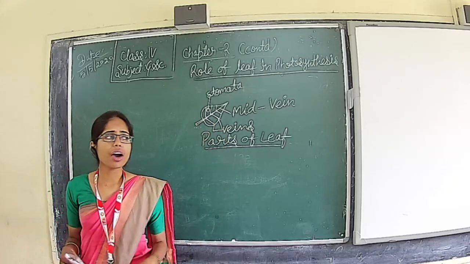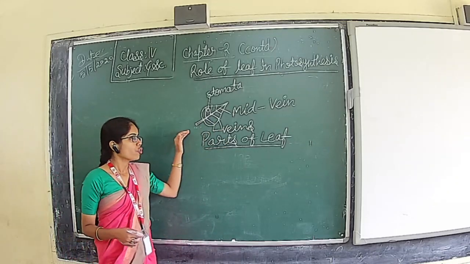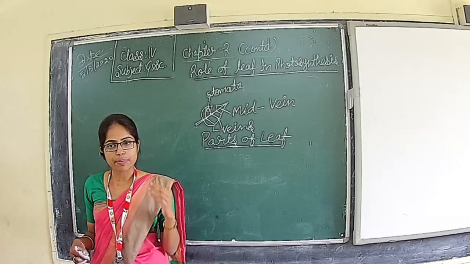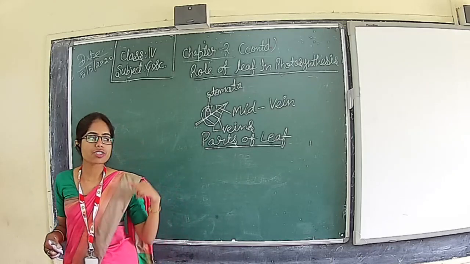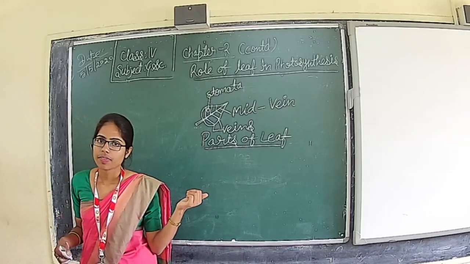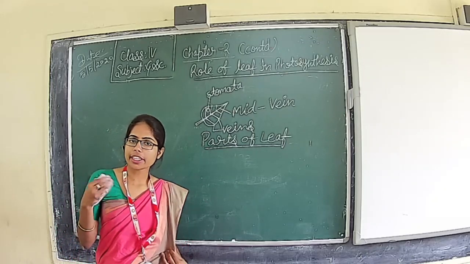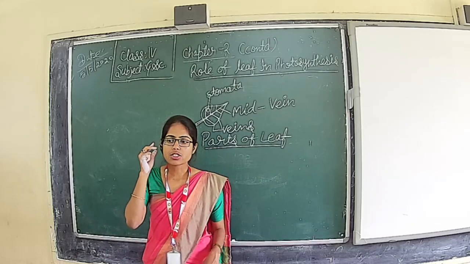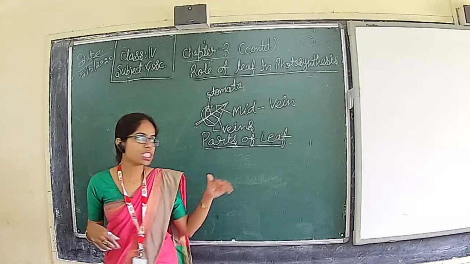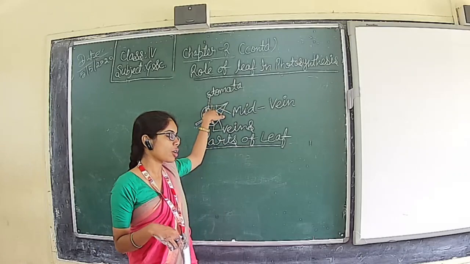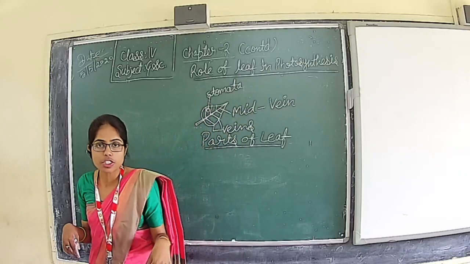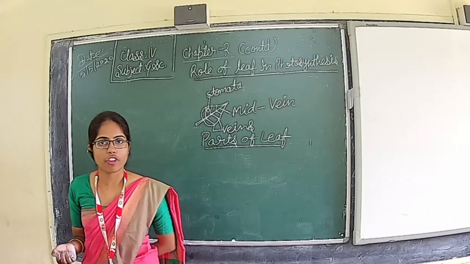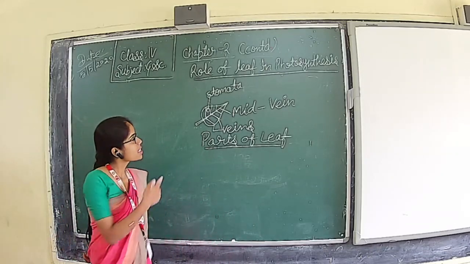Now, what do leaves do? They prepare food for the plants in the presence of sunlight, as we discussed in the last class. In the process of preparing their food, they release oxygen into the atmosphere through their stomata, and this oxygen is used by animals and humans for breathing. This is the role of the leaf in photosynthesis.